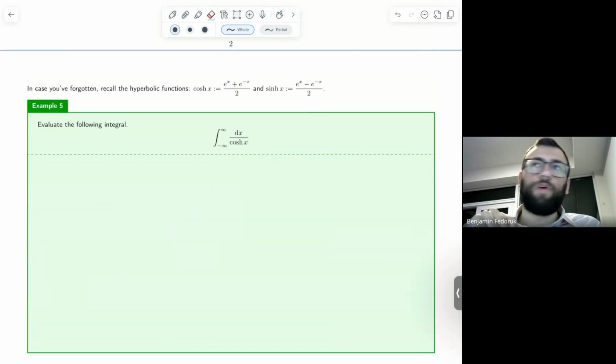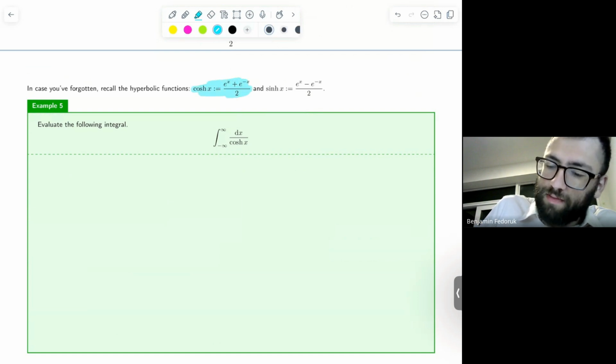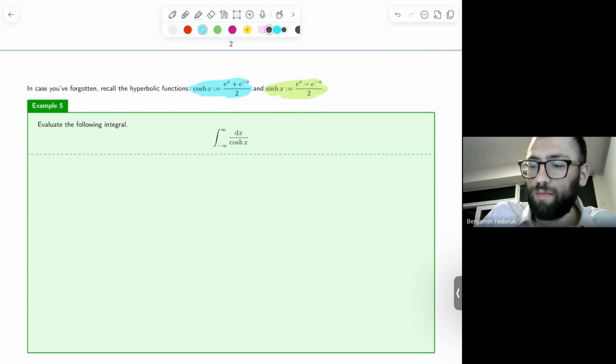We'll do one more here, example 5. And we're asked to recall a couple definitions here. So maybe you've seen this before, maybe you haven't. But these are the hyperbolic functions. We pronounce these as cosh and sinh, or hyperbolic cosine and hyperbolic sine. And they're defined like this using exponentials.